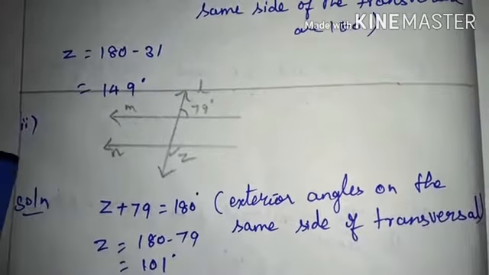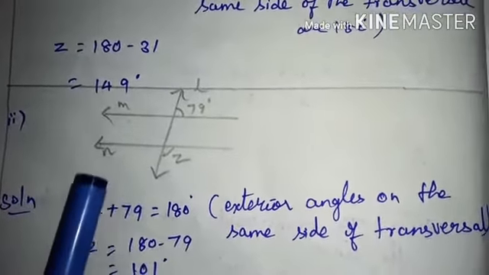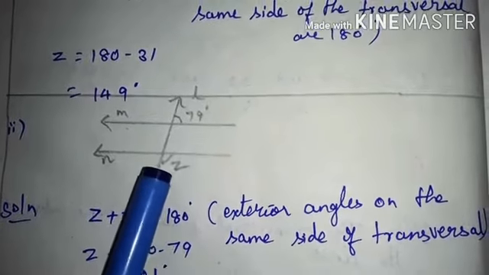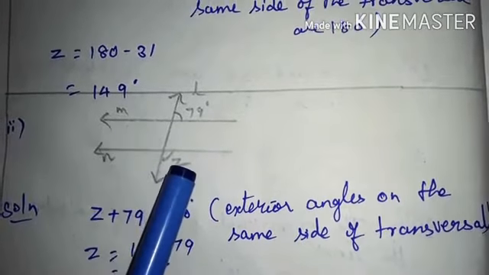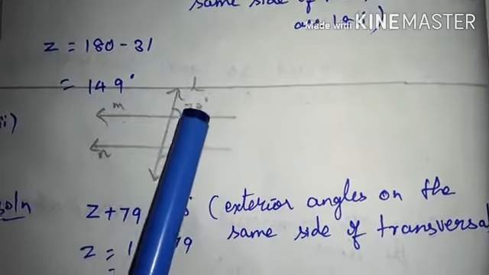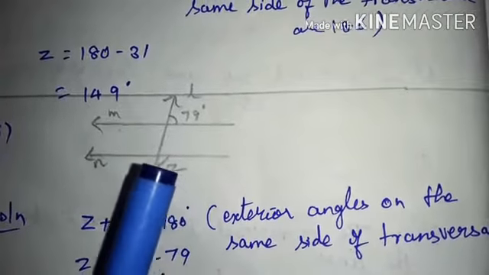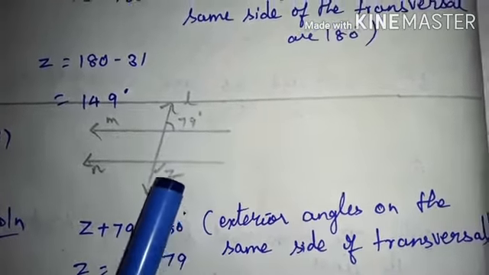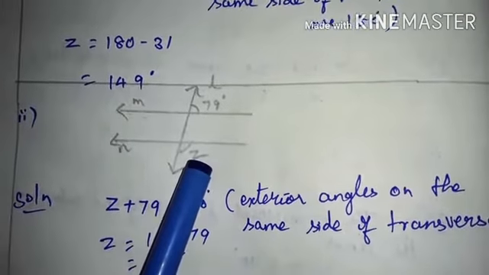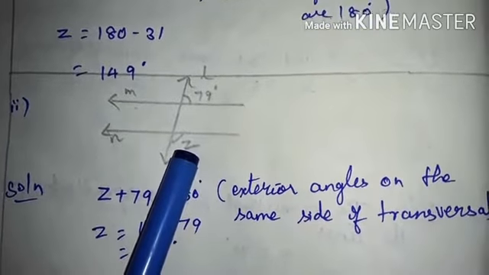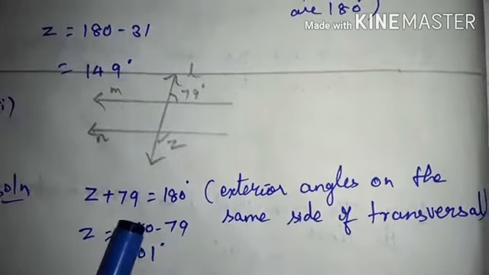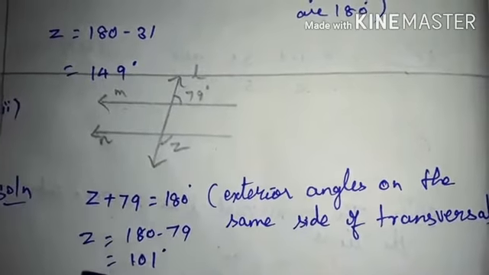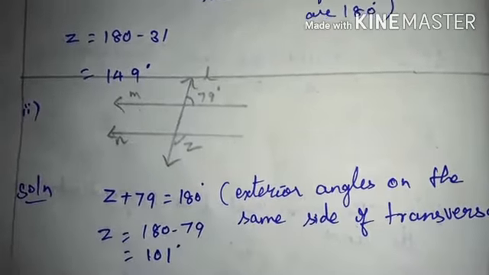The second sum in the fourth problem, Z and 79, here also they lie on the same side of the transversal but in the exterior of M and N. Therefore, the sum of these two exterior angles on the same side of the transversal is supplementary, that is equal to 180 degrees. That is Z plus 79 is equal to 180 degrees. Then Z equals 101 degrees.